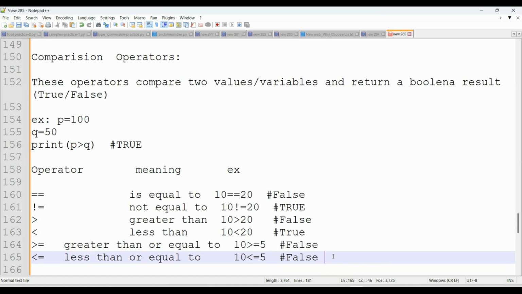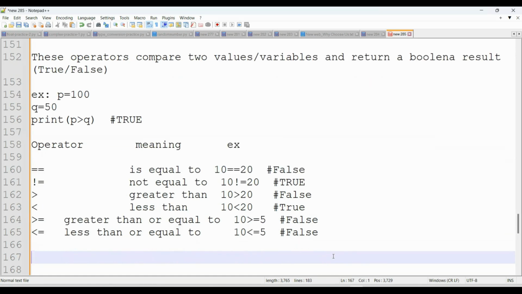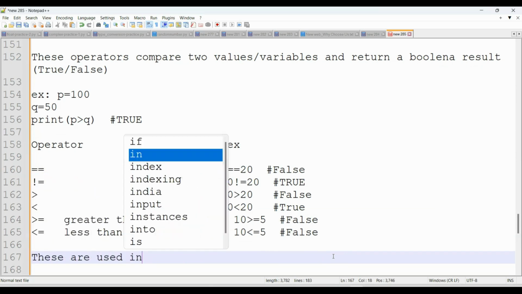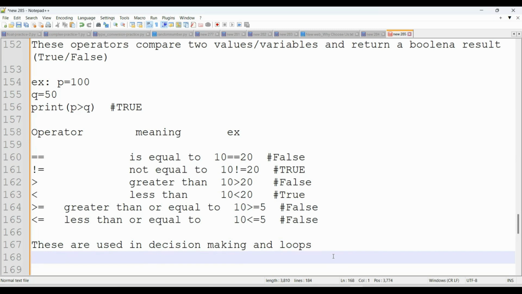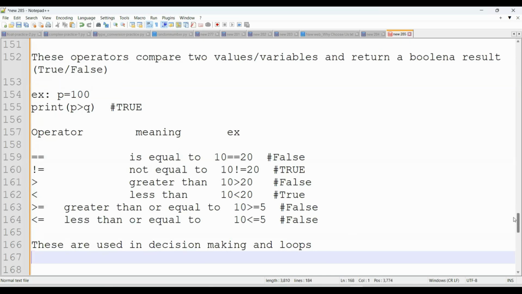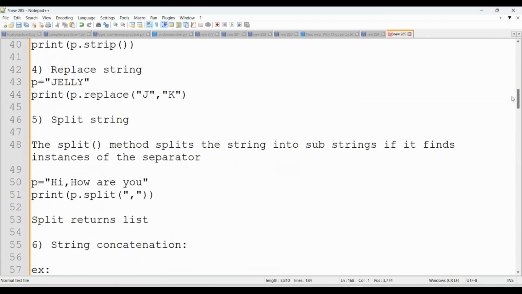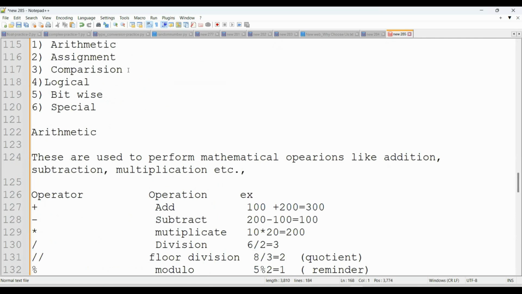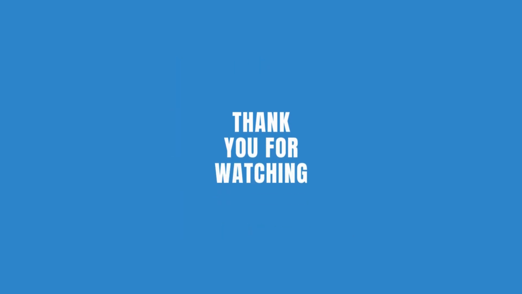These are used in decision making. So these are the Python comparison operators. Now, what are the remaining operators? Arithmetic is complete, assignment is complete, comparison is complete. In the next session, we'll discuss logical, bitwise, and special operators. Okay, we'll meet in the next session.